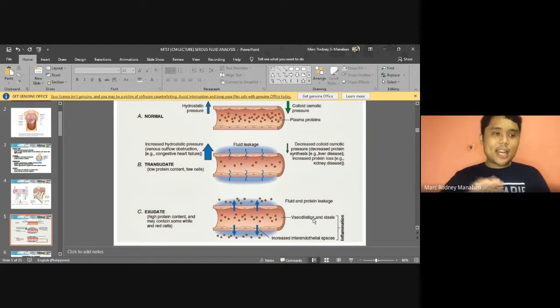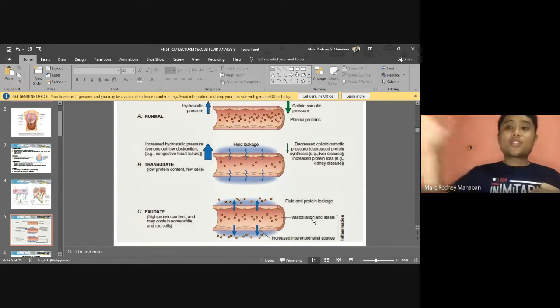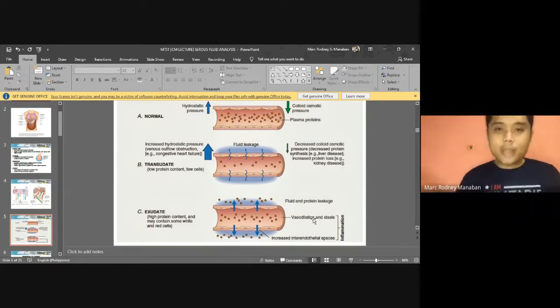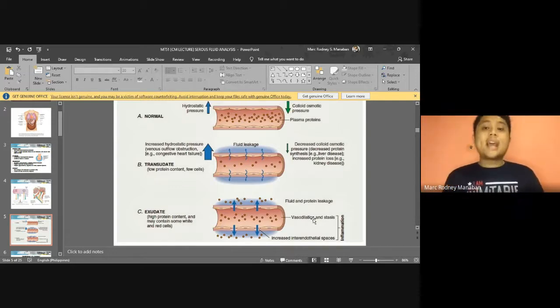Okay? So fluid keeps leaking out because again, there are fewer proteins, right? Hypoproteinemia, nephrotic syndrome, right? Because again, there are no proteins to attract water from the interstitial space, alright? So there's a decrease in oncotic pressure. Therefore, water or fluids keep leaving your capillaries into your interstitial space. And it will build up to become an effusion. And that is a transudate.